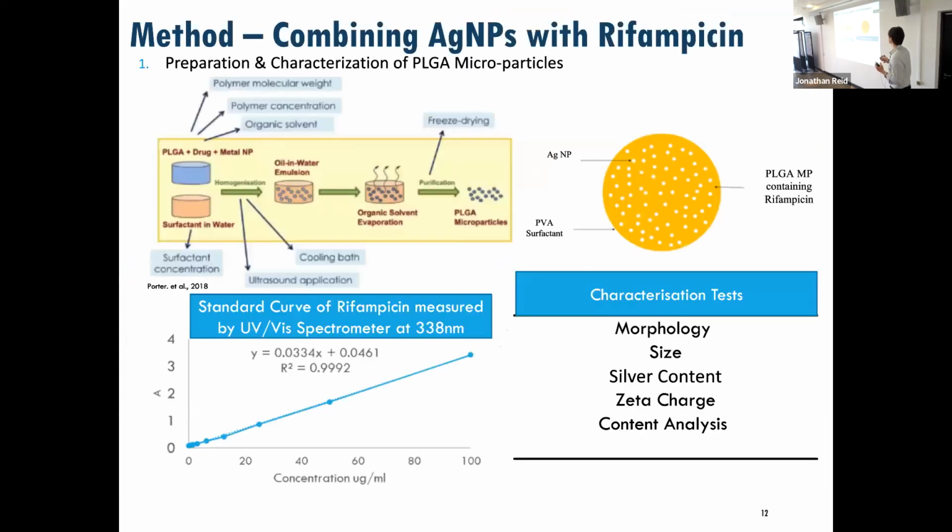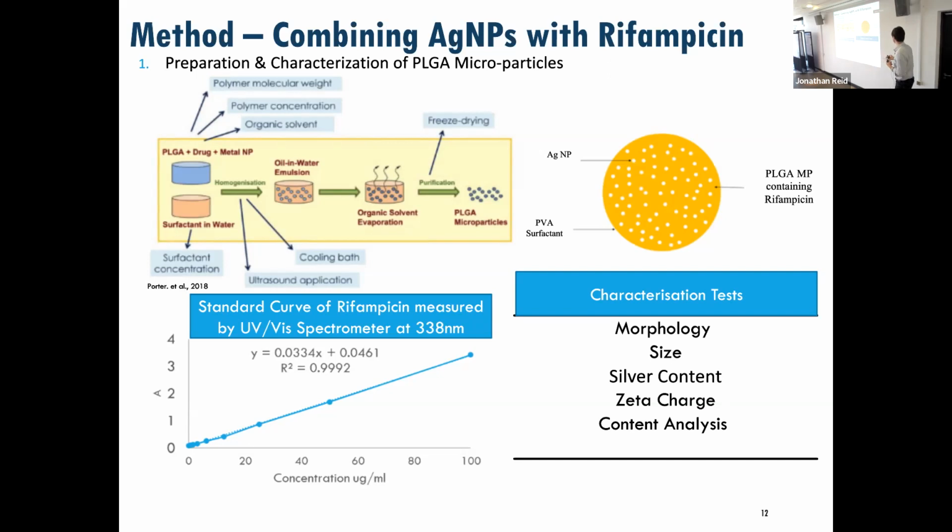And that's why I started to combine silver nanoparticles with rifampicin using a PLGA polymer. The method I used is a solvent evaporation technique. The reason I used it is because the drug is water insoluble, and I wanted to formulate it together in order to have an oil and water emulsion. And then by evaporating the organic phase, I get the PLGA microparticles.